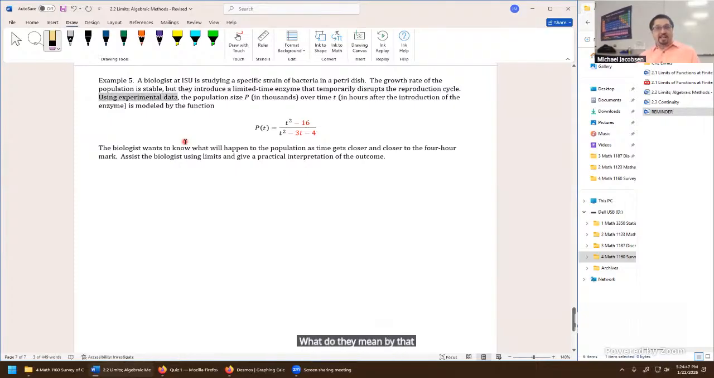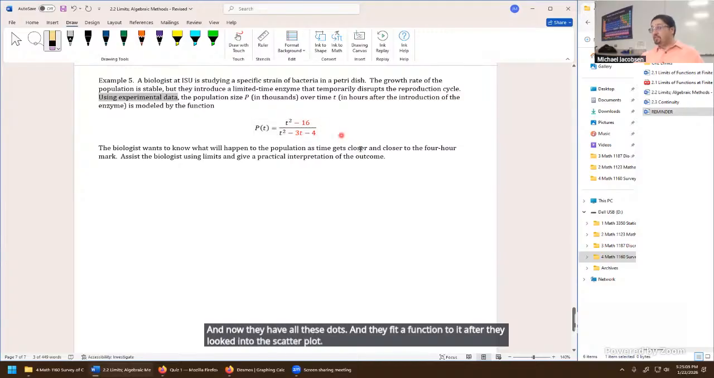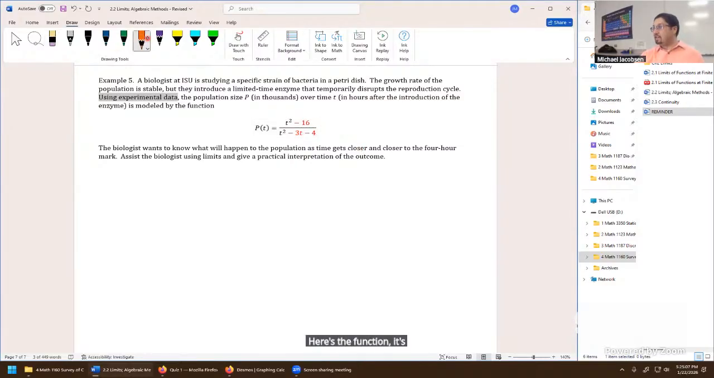Maybe they opened Excel and at time 0 seconds, they did a count on the bacteria. Then maybe every 30 seconds, they did another count. And now they have all these dots and they fit a function to it after they looked at the scatter plot. Here's the function. It's just a model of what they saw. This is a model of the population size.